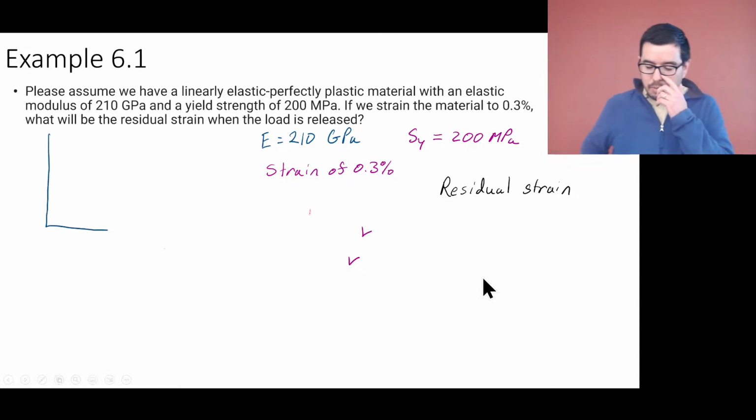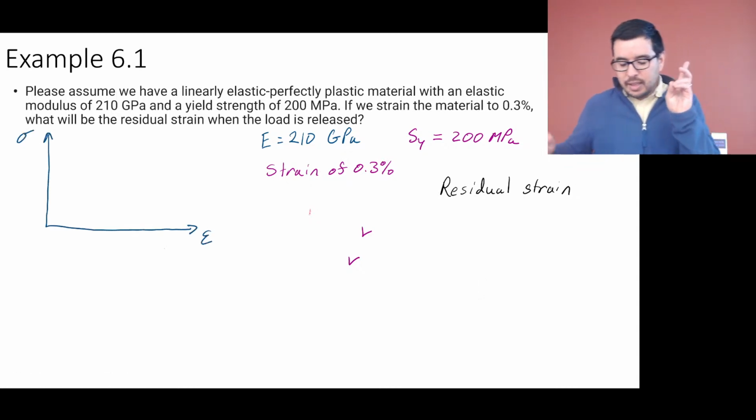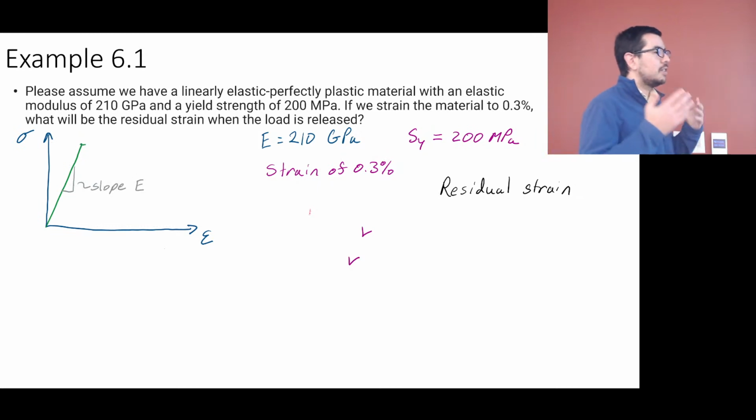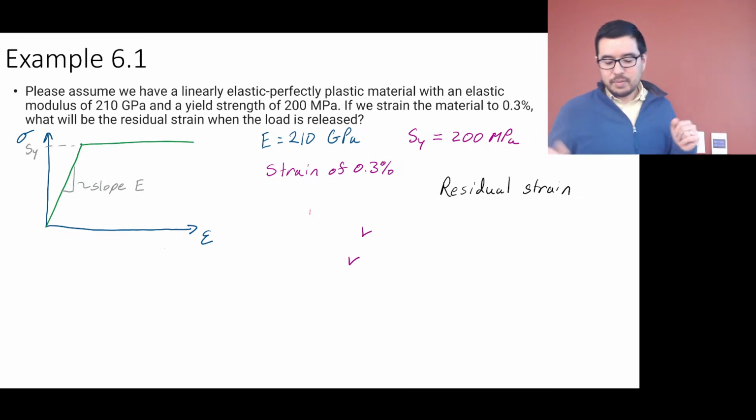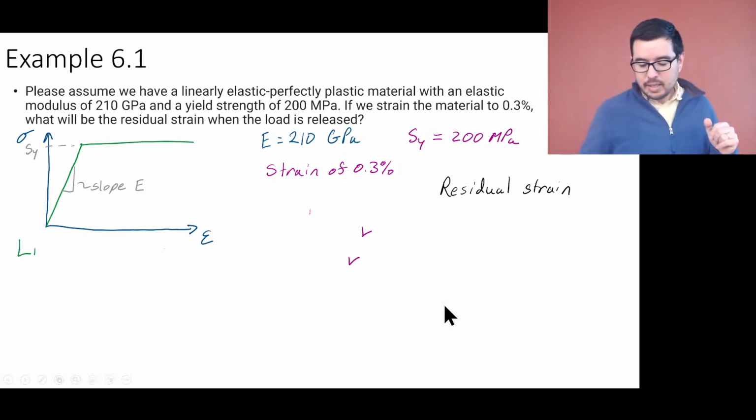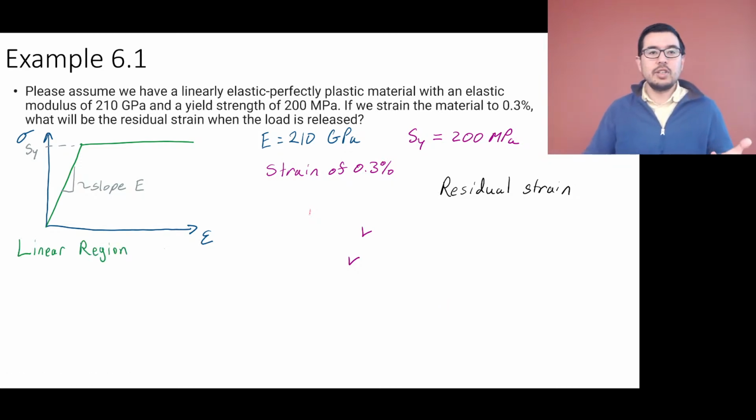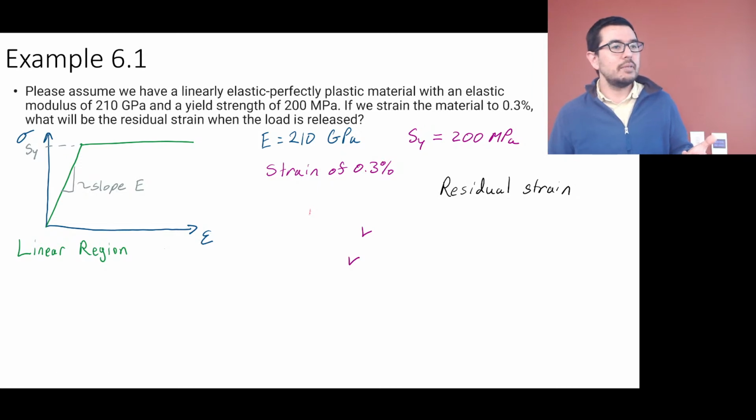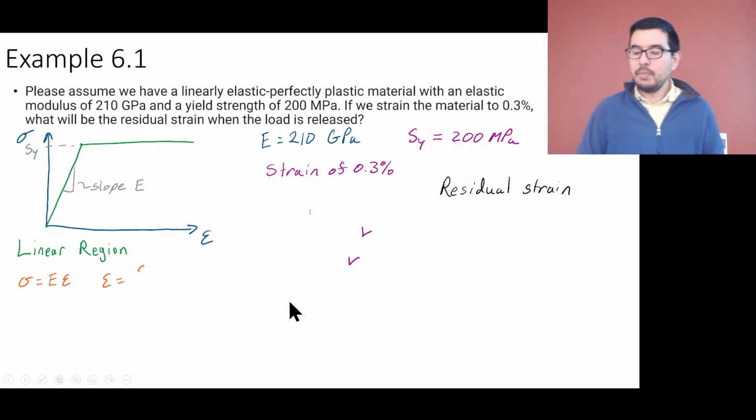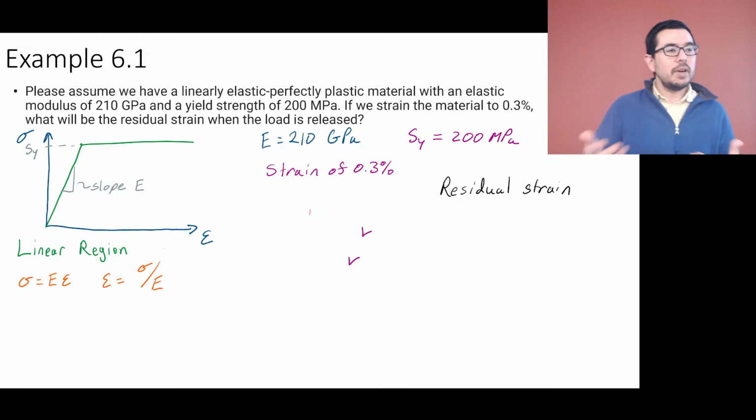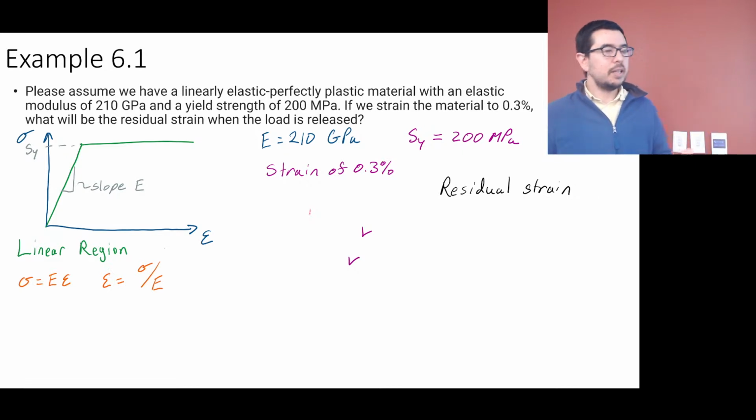Okay, so here we have the model, which is just slope, flat line. And the linear region is just going to be Hooke's law, right? Where we have sigma is equal to E epsilon. And we can rewrite that as epsilon is equal to sigma over E.